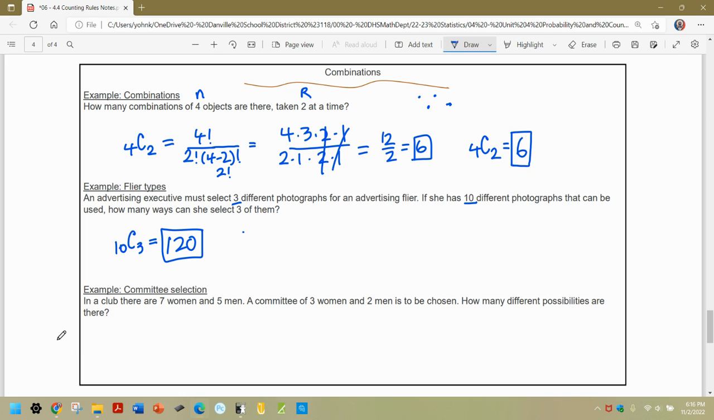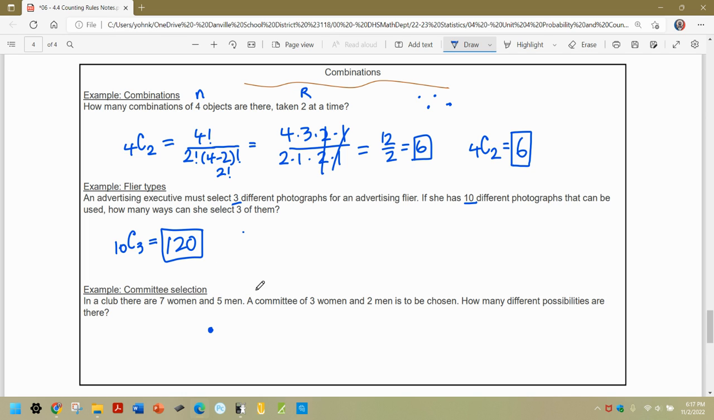All right, last one. In a club, there are 7 women and 5 men. A committee of 3 women and 2 men is to be chosen. How many different possibilities are there? Okay, well, you have men and women. Those are independent events. They're not going to influence each other. So if I find the number of ways that I can choose the women and then the number of ways that I can choose the men, then I can multiply them together and I'll find the total number of possibilities. So let's do the women first.